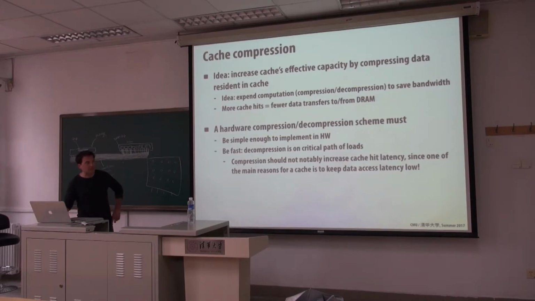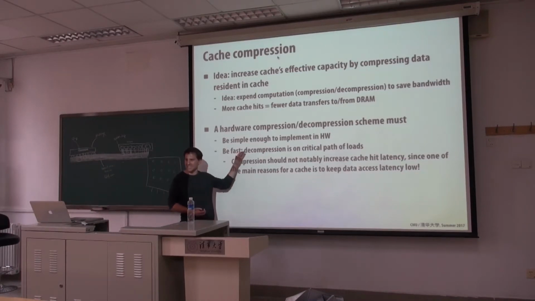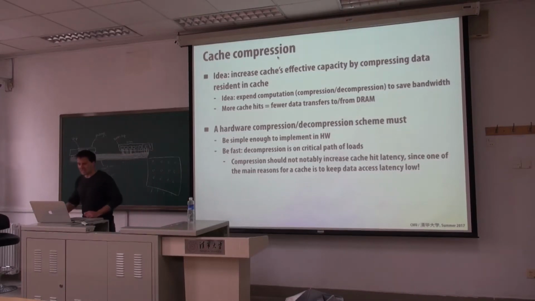Coming up with a compression scheme that will work in hardware is pretty tricky. It probably needs to be pretty simple. You don't want to implement all of gzip in hardware. And it has to be really fast. Because remember, the whole point of keeping data in the cache is to access it with low latency. If you access it, and the cache said, well, hold on, I need to decompress it first, that's not so good. It defeats the benefit of the cache.